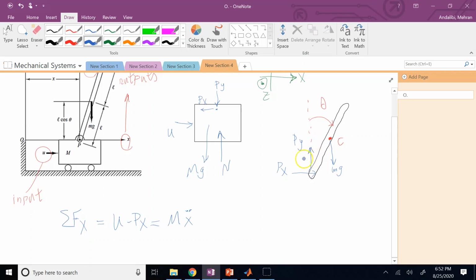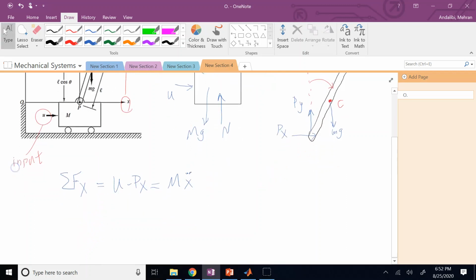Now for the pendulum, as I said, you need all three equations. So for the pendulum, you have to say sum F_x, so this is for a cart or box. This is for what? This is for the pendulum. Sum F_x is simply P_x, that is equal to mass of the object times acceleration of the centroid in the x direction, so it is x of point C double dot. Note that x of the centroid and x of the box are two different things, right?